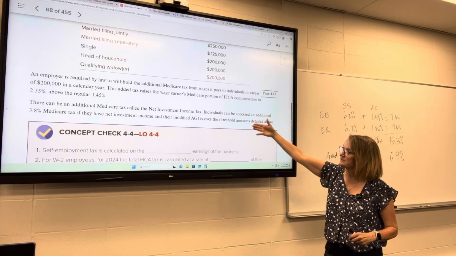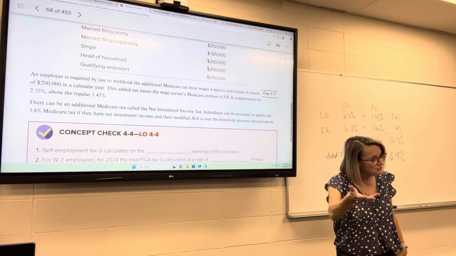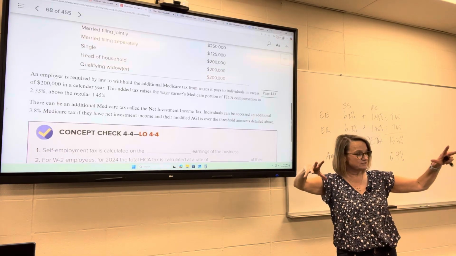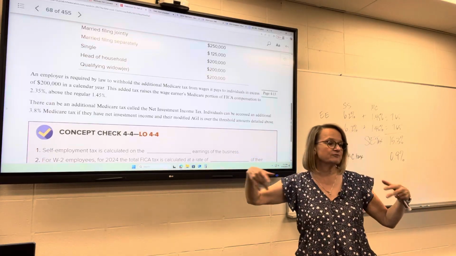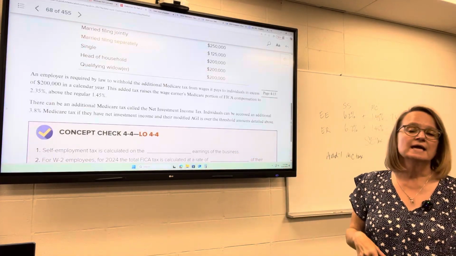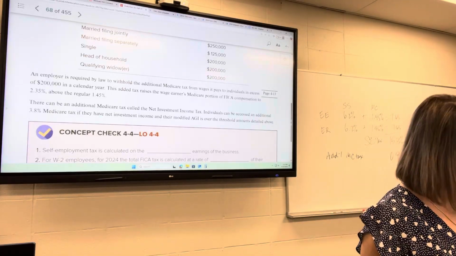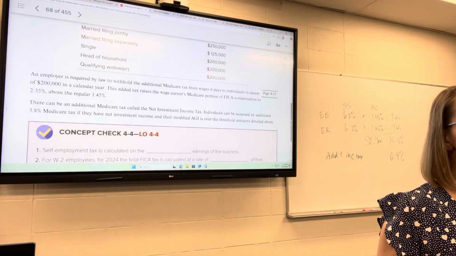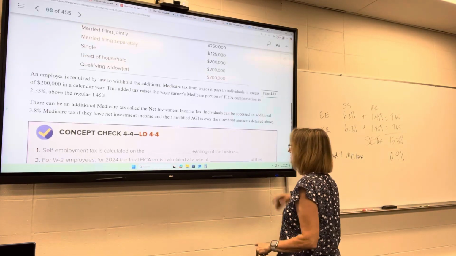They talk as well about this net investment income tax, which is another type of Medicare tax. We don't really have to deal with this net investment income tax, but just know that it's out there. It's for high income individuals. If they have over a certain amount of investment income, they also, in addition, have to pay 3.8% on that additional amount.